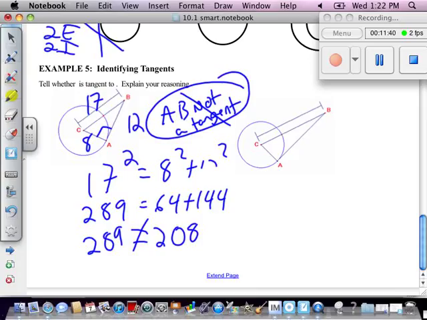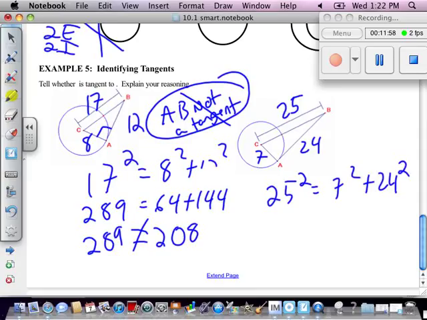Alright, so we've got 7, 24, and 25. I want to prove if it's a tangent, so I go through the same check. It is. Yes, tangent. If anybody doubts, stick with your calculator and see if it's true.